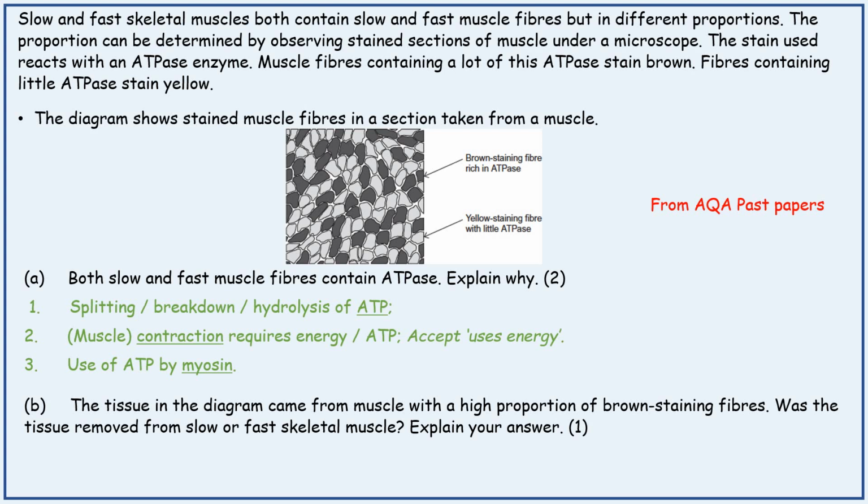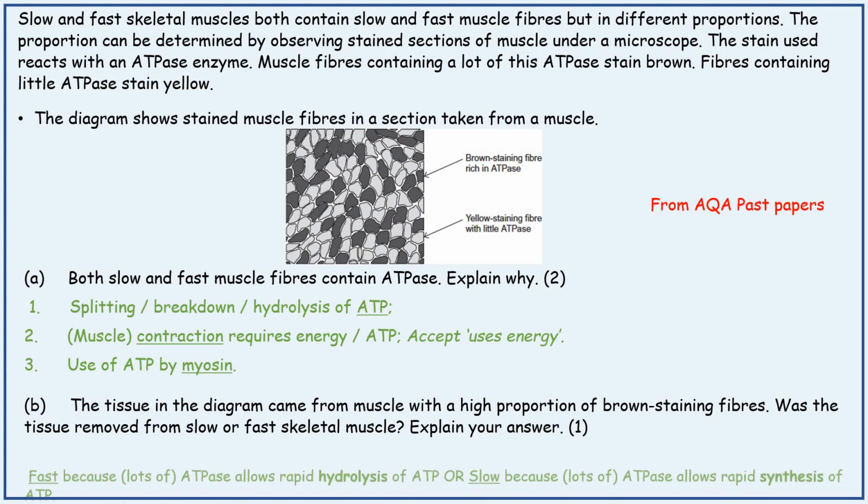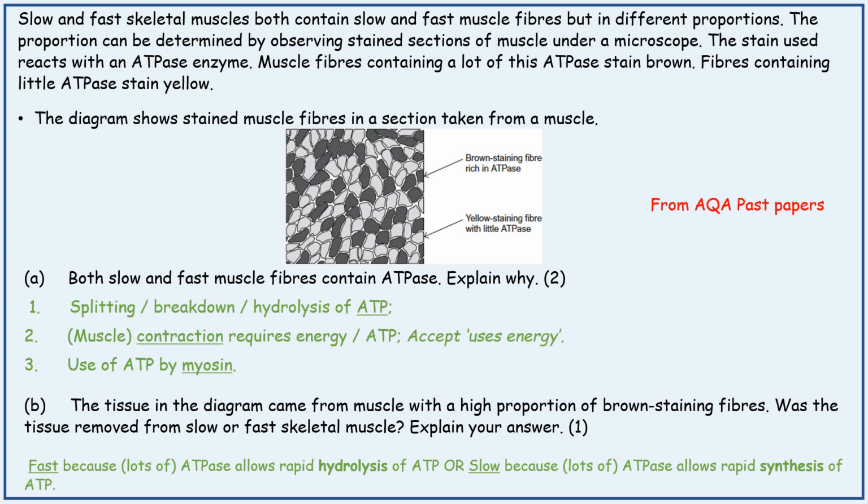The tissue in the diagram comes from muscles with a high proportion of brown staining fibres. Was the tissue removed from slow or fast skeletal muscle? Explain your answer. Fast, because there's lots of ATPase, allows rapid hydrolysis of ATP. Or you could put slow, because ATPase allows rapid synthesis of ATP. So as long as you back it up, it's fine to put either.